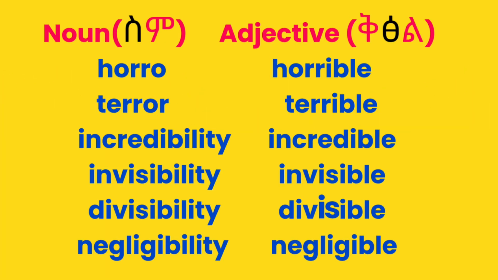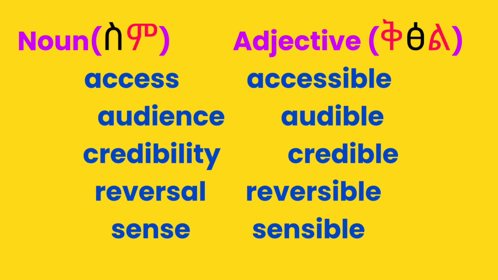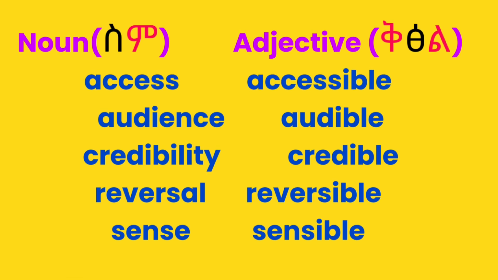By adding the suffix -ible. From the noun horror to the adjective horrible. From terror to terrible. From incredibility to incredible. From invisibility to invisible. From divisibility to divisible. From negligibility to negligible. From access to accessible. From audience or audio to audible. From credibility to credible. From reversal to reversible. From sense to sensible.